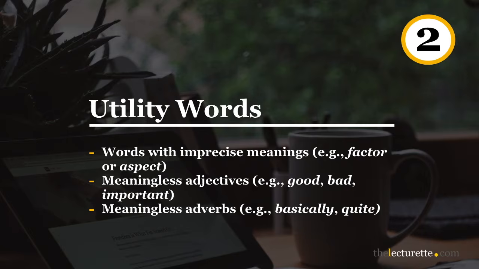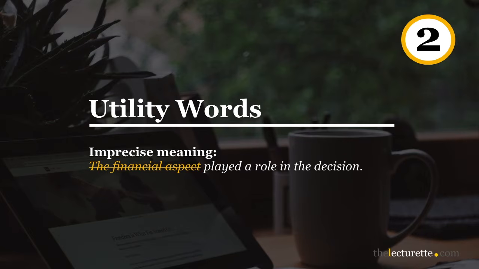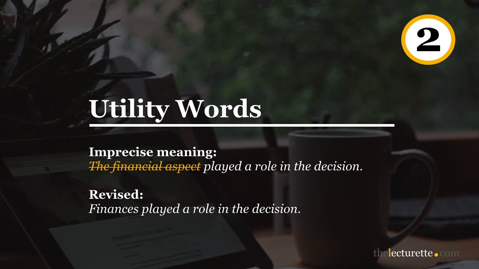Now let's look at the following sentence. The financial aspect played a role in the decision. The word aspect here adds nothing to the meaning of the sentence. Aspect means part or feature of something, so what the sentence says is something along the lines of the financial part of something. What the writer really is trying to say, however, is that money or finances played a role. So that is what the sentence should be. Finances played a role in the decision. This is much clearer.